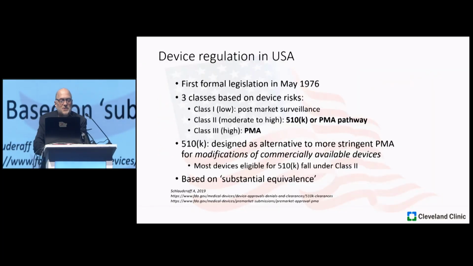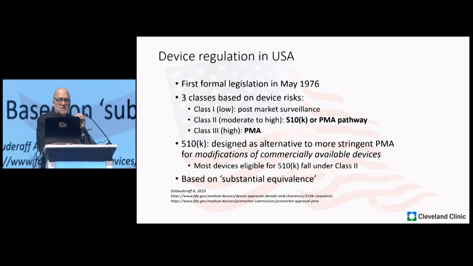So, device regulation in the United States. The first formal legislation to regulate devices came about in 1976, many, many years ago. 3 classes were created based on device risks: Class 1, Class 2, Class 3. Class 3 requires a lot of research. You have to prove to the FDA that you're safe and efficacious. Class 2, the moderate to high, could fall into this 510K pathway, and we'll talk about that.